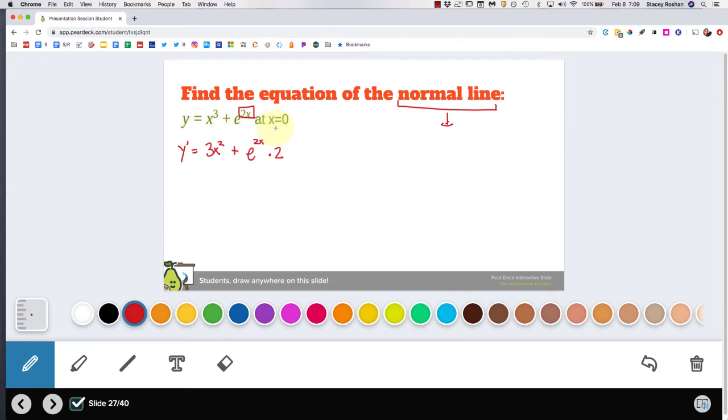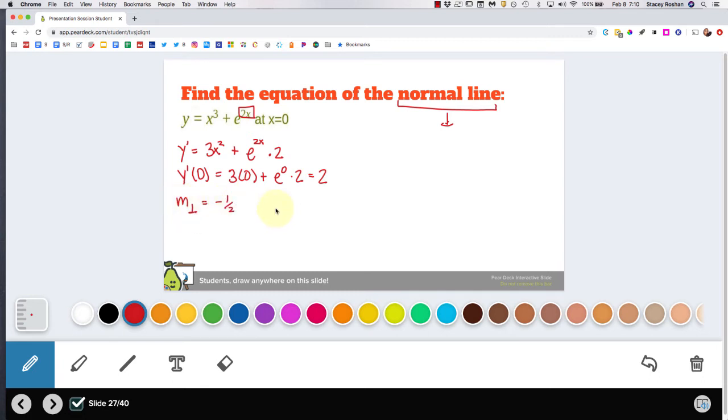Then we're going to find it at the point. Because remember, if you're saying, oh, that's my slope, no, our slope doesn't have x's in it. Our slope is a number. We want the slope at the point 0. We're finding the equation of the normal line at x equals 0. So put in a 0 and we get 3 times 0 plus e to the 0 times 2. E to the 0 is 1, so this is 2. So the slope of the normal line is negative 1/2.